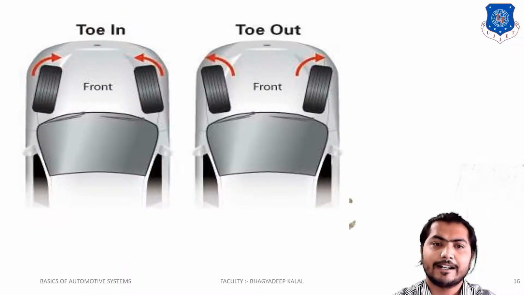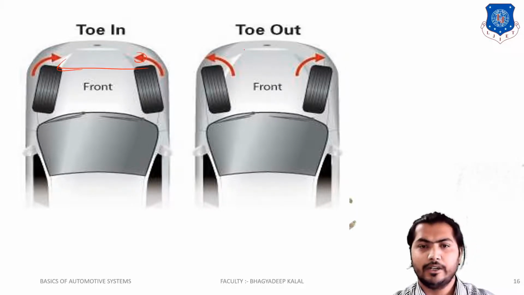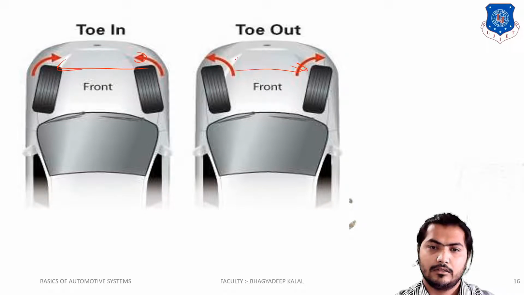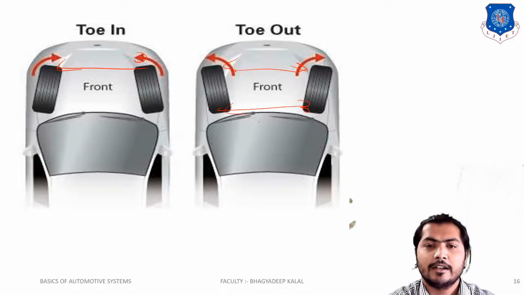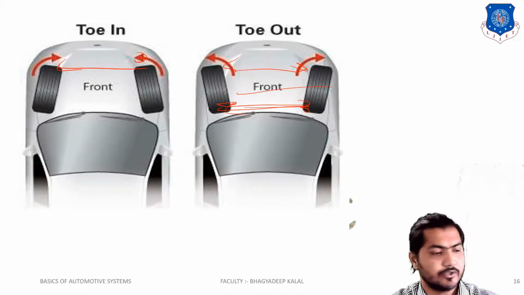So this is the diagram of toe in and toe out. These two wheels come closer together, that is toe in, and these two wheels are away from each other. Okay, and at the rear, the wheels come closer together. We can say the rear side of the axle comes closer together.